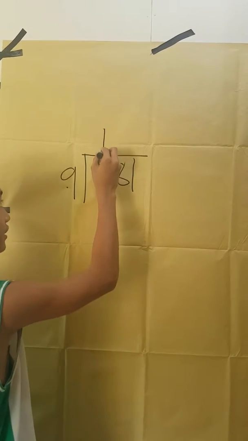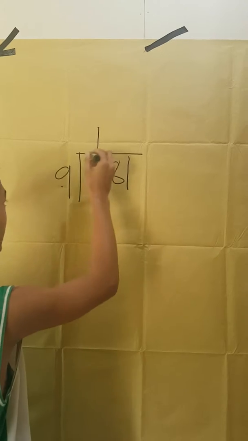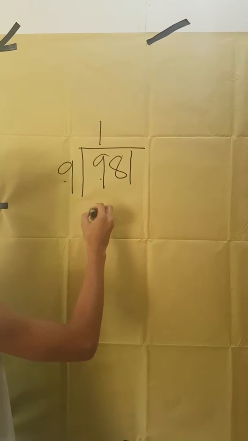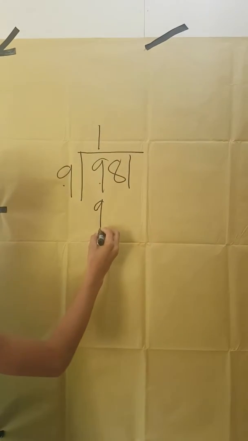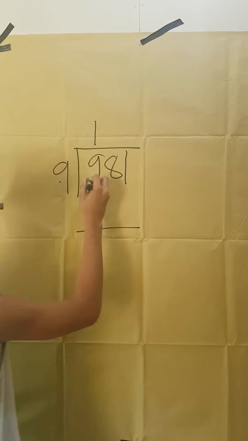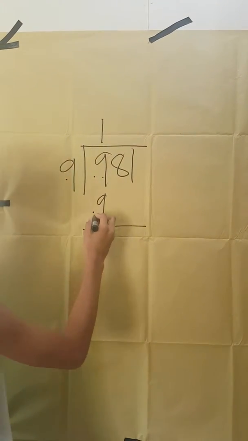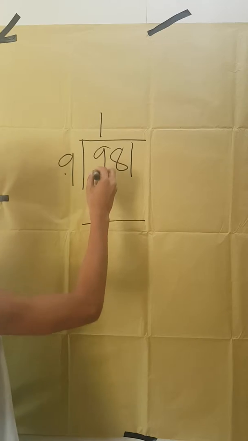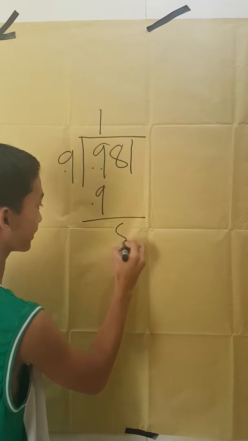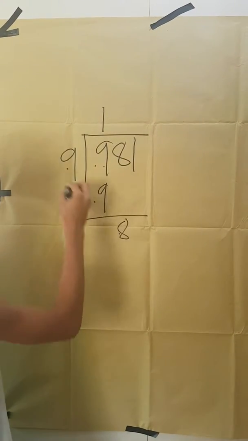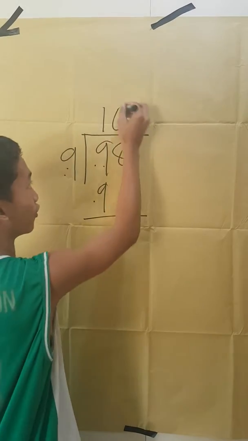It's 1. 1 multiplied by 9 is equal to 9. Then you subtract: 9 minus 9 is 0. You don't have to write the 0. Just bring down 8. 8 divided by 9 is 0.